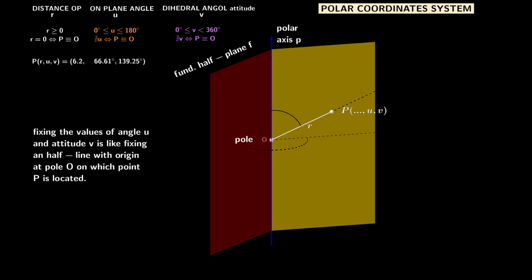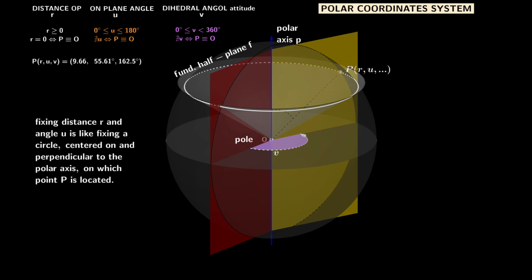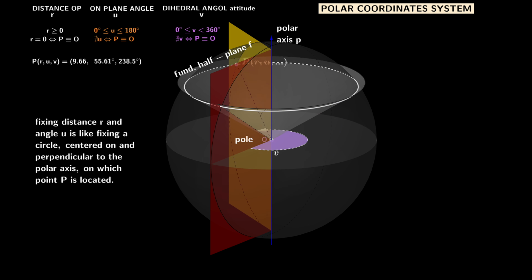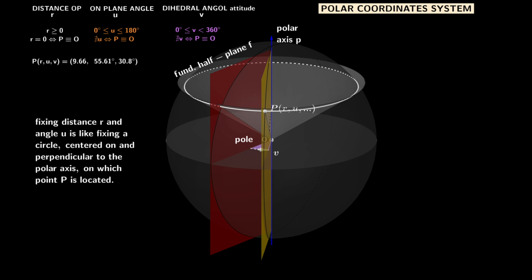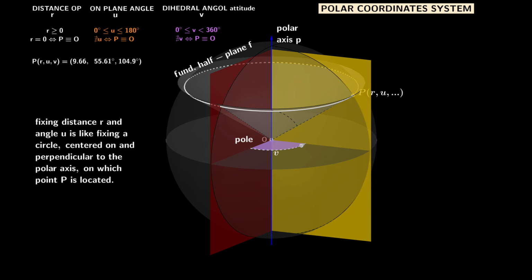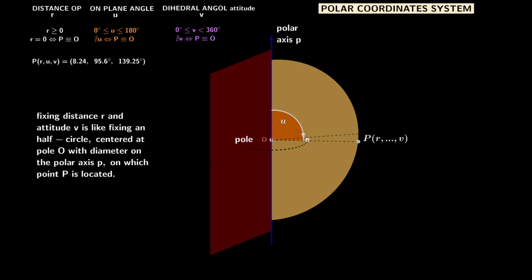Fixing the values of angle U and attitude V is like fixing the straight half-line with origin at pole O on which point P is located. Fixing the values of distance R and angle U is like fixing the circle centered on and perpendicular to the polar axis P on which point P is located. Fixing the values of distance R and attitude V is like fixing the half-circle centered at pole O having the diameter on the polar axis P on which point P is located.